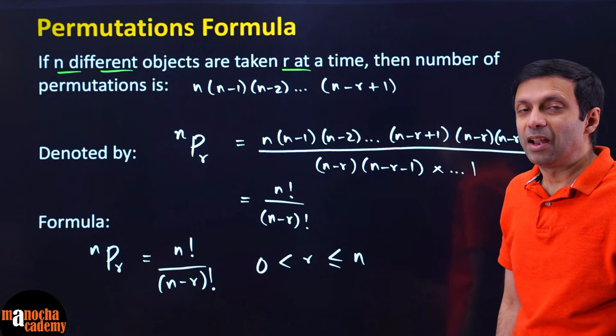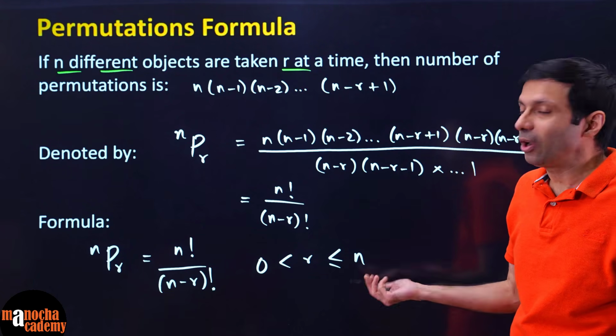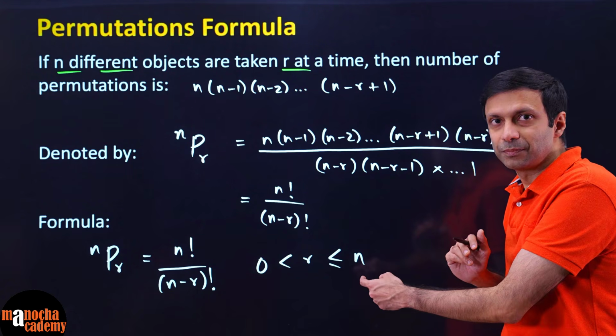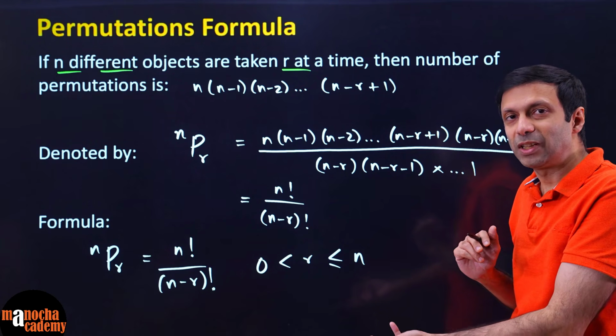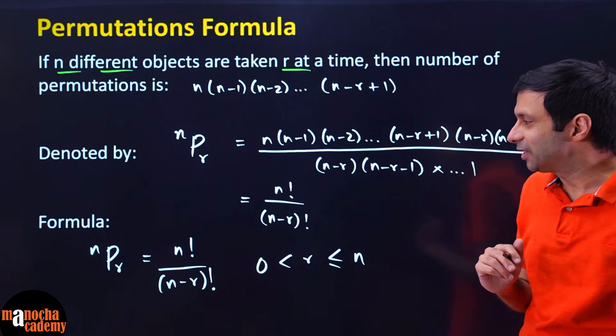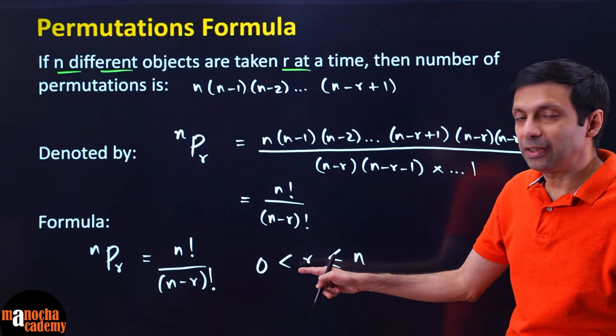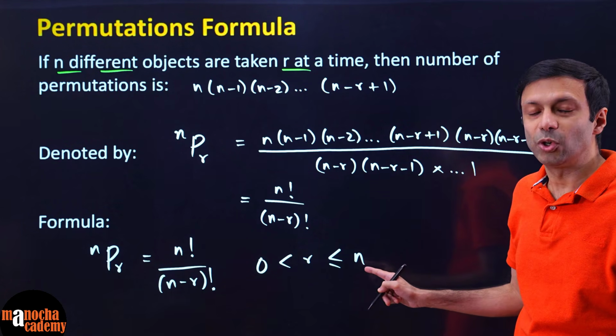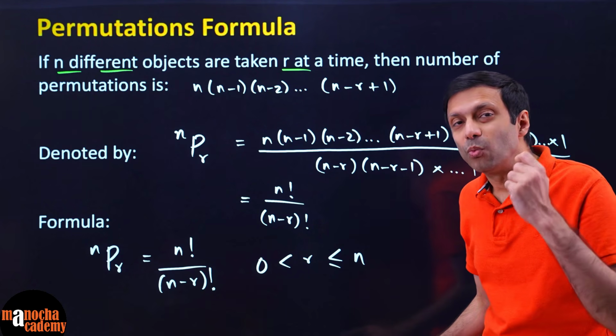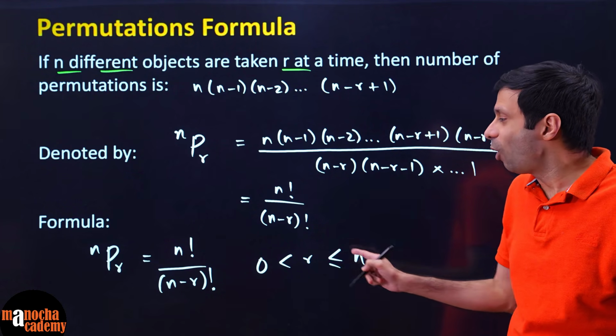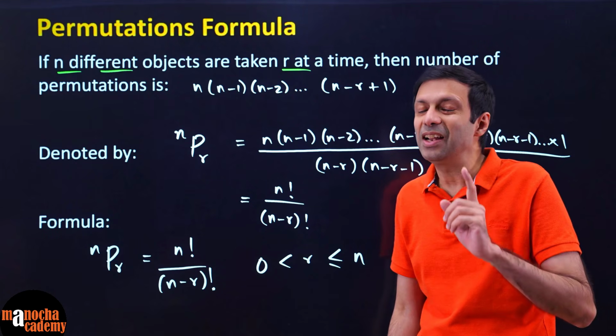Now if you take all n objects, see I've written equal to here. So if I take all n objects, will this formula work? The answer is yes. You can try it out. You can see I've written r greater than or equal to 0 and less than or equal to n. So this formula will even work if you take all the objects at a time, as we'll look at in the next slide.